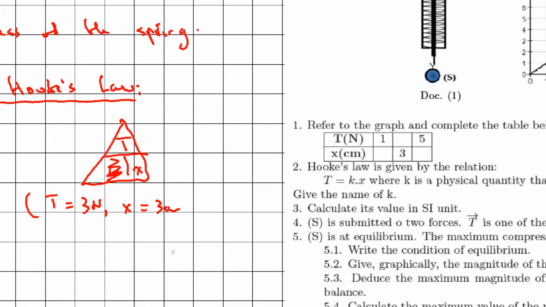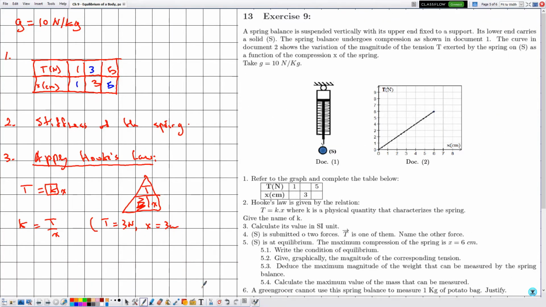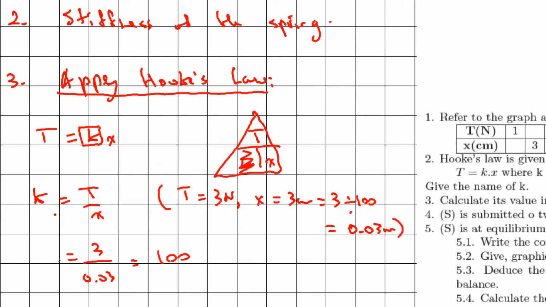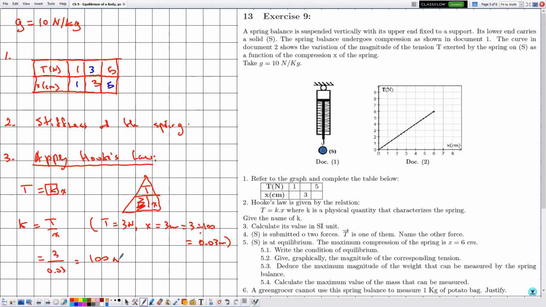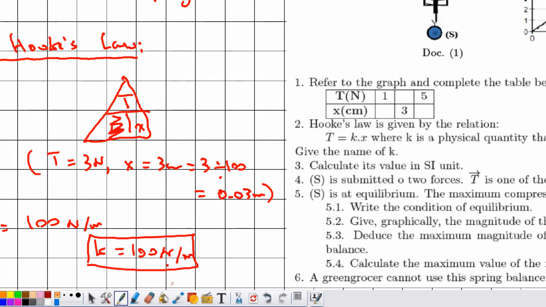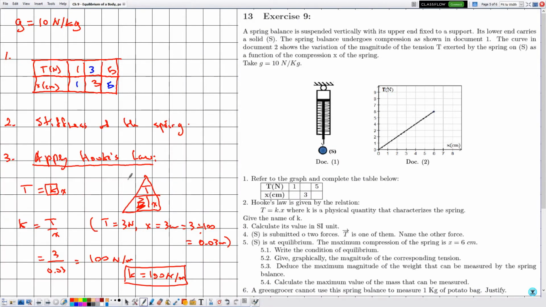But knowing that centimeters is not the SI unit of length, in order to convert from centimeters to meters, we need to divide by 100. So this is equal to 3 divided by 0.03, which is equal to 100. Since both T and X are expressed in the SI, the value of K will be in the SI, which is in newtons per meter. Then the stiffness of the spring is 100 newtons per meter, which means that in order to elongate or compress the spring by 1 meter, we need to apply a force of 100 newtons.